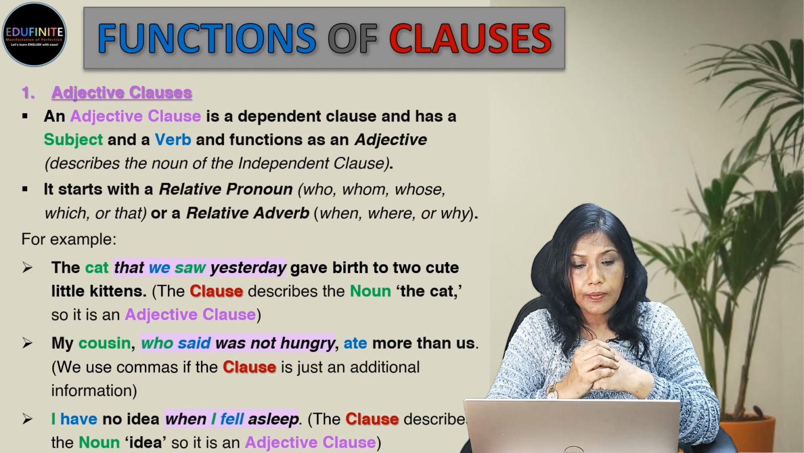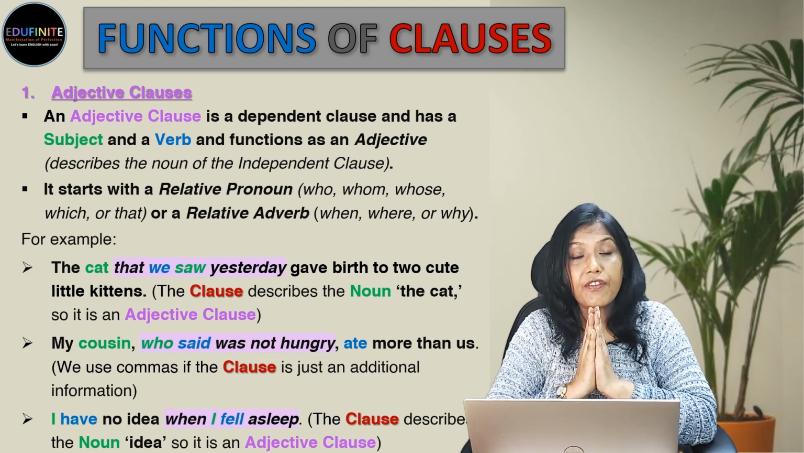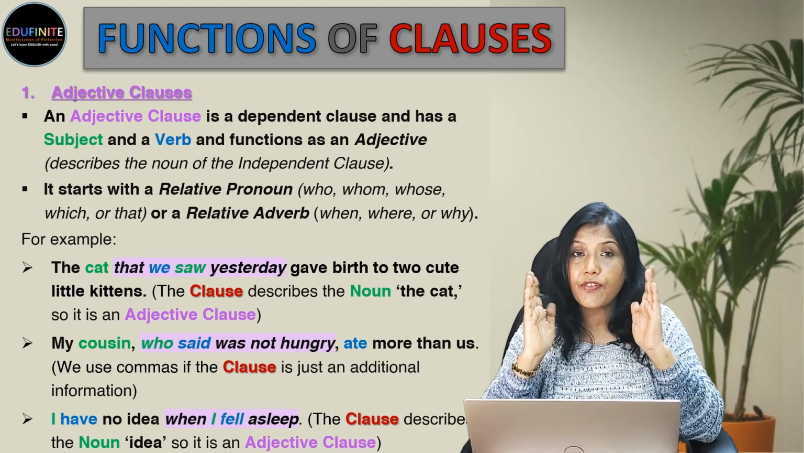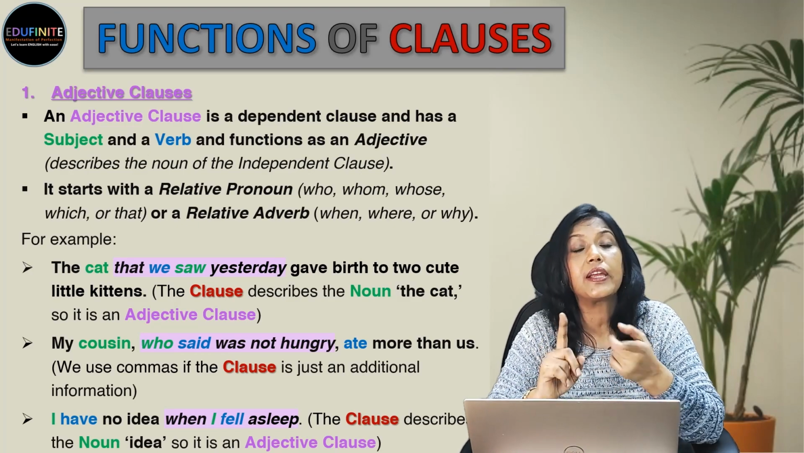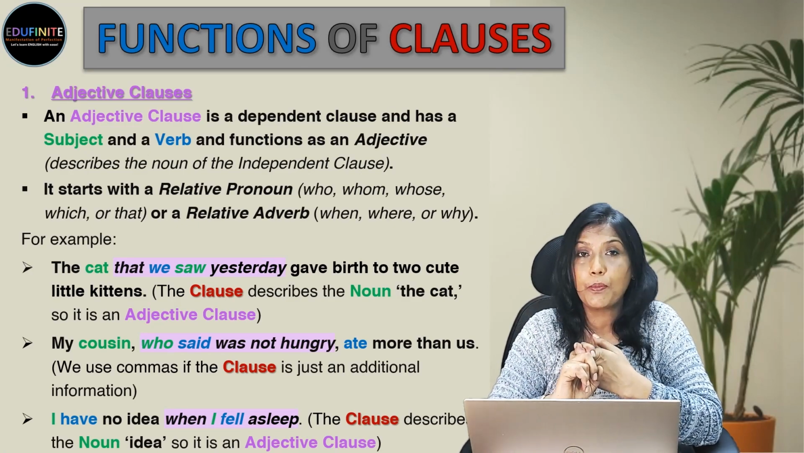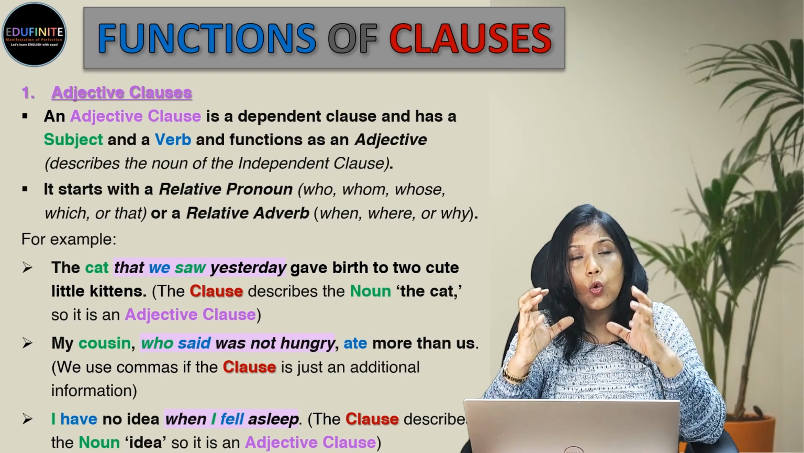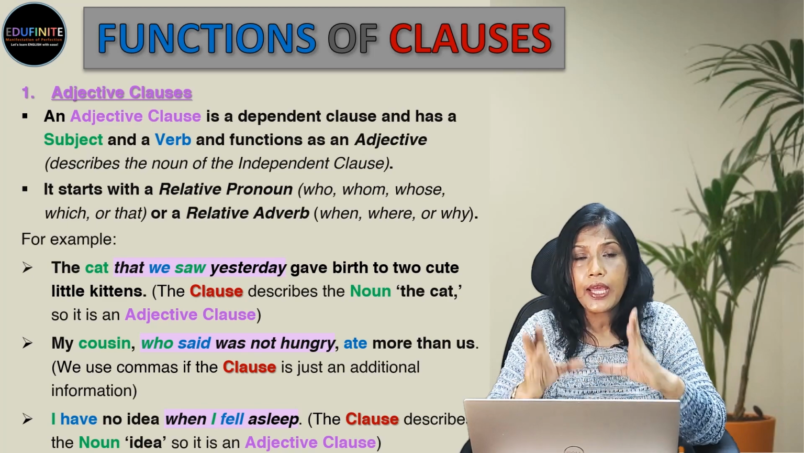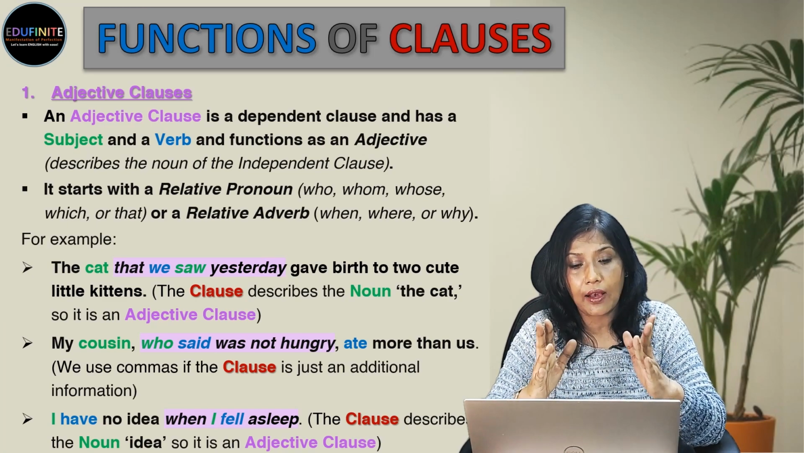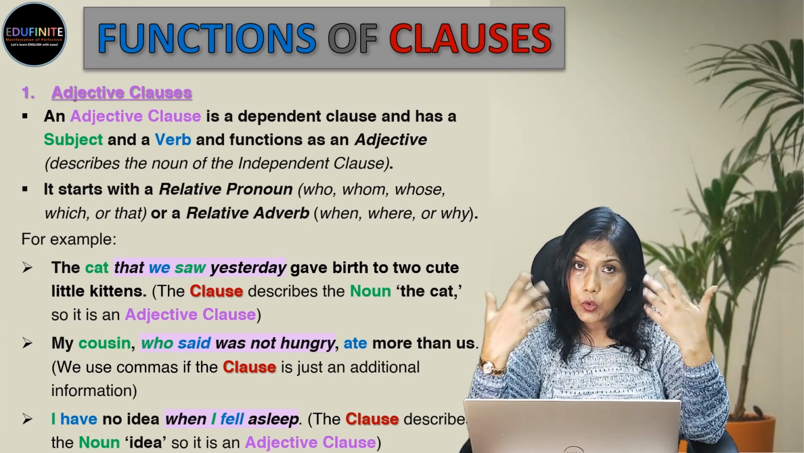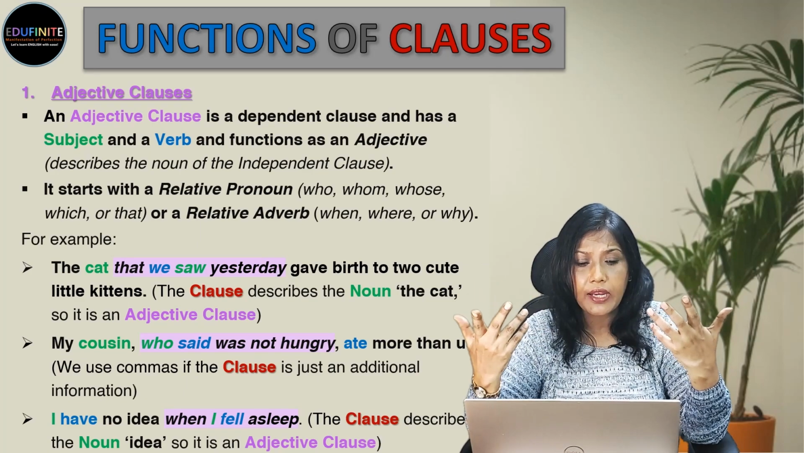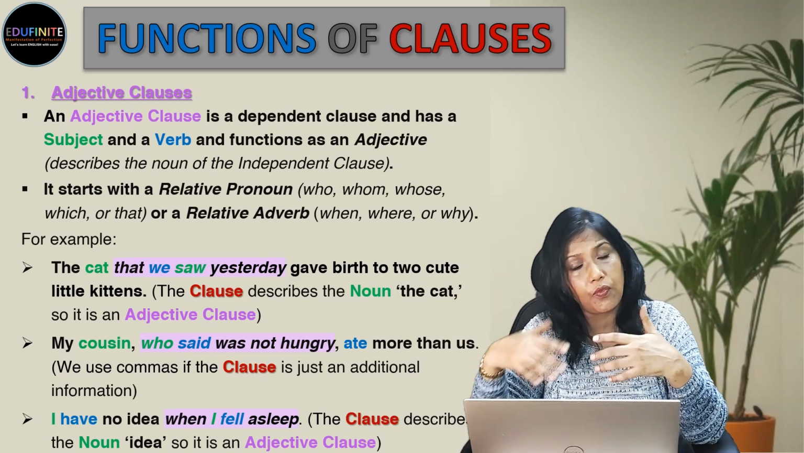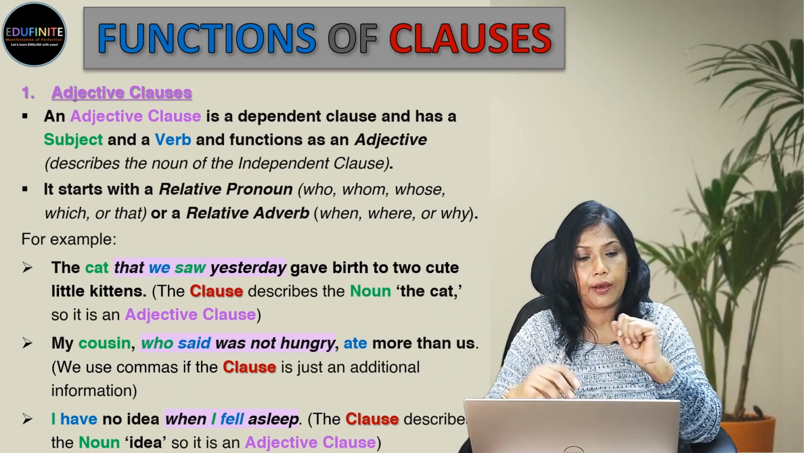So, here, the clause describes the noun idea. When I fell asleep. Now, when I fell asleep is the adjective clause. It's beginning with the relative adverb when. And whom is it modifying? Because it's an adjective clause, it will modify a noun. It's modifying the noun idea. I have no idea. What no idea was there? When I fell asleep. So, when I fell asleep, I had no idea.